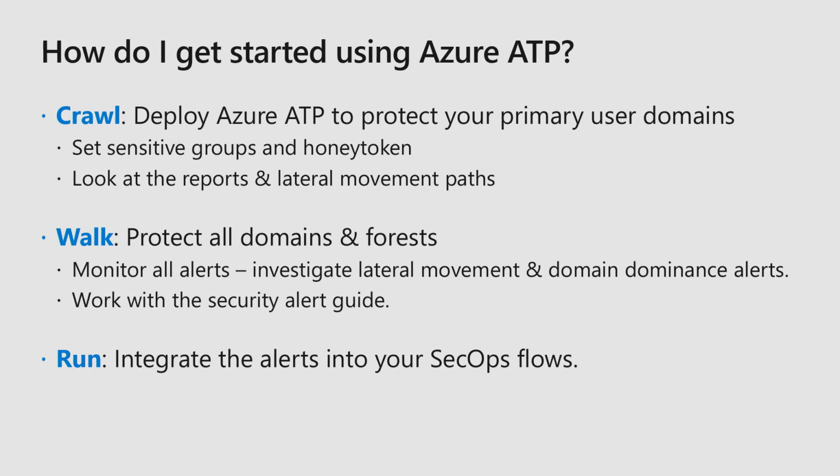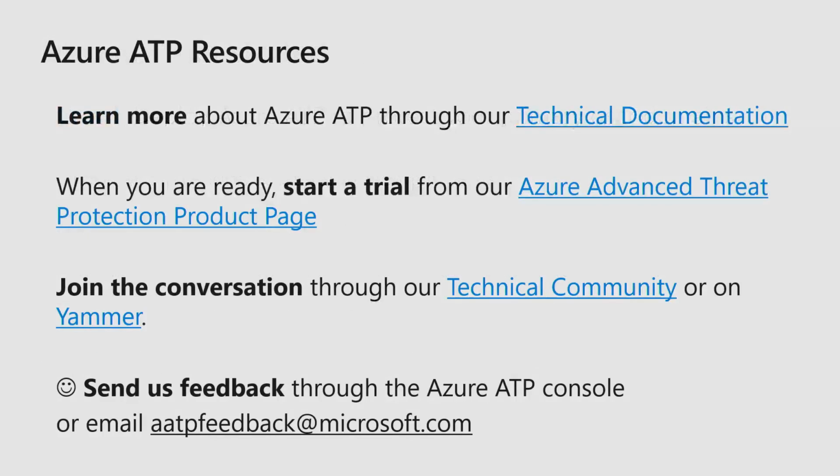As you go forward, protect all of your forests. Azure ATP now supports multiple forest environments. Whether you've got one or 10, you can deploy your sensors on all of your domain controllers and have them report to Azure ATP. Monitor the alerts. We have a suspicious activity guide that explains each of the alerts, how to investigate them, and what the best remediation steps are for you. It's a great first step for your security operations teams to build their playbooks.